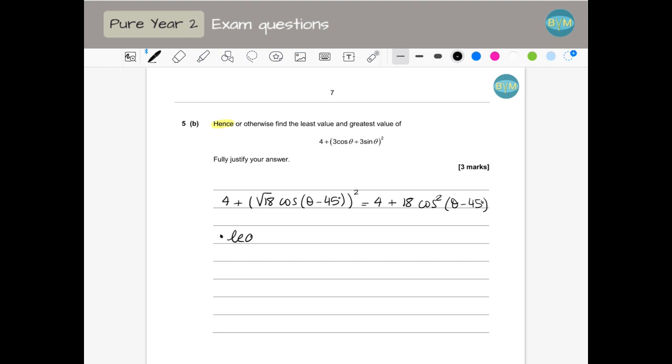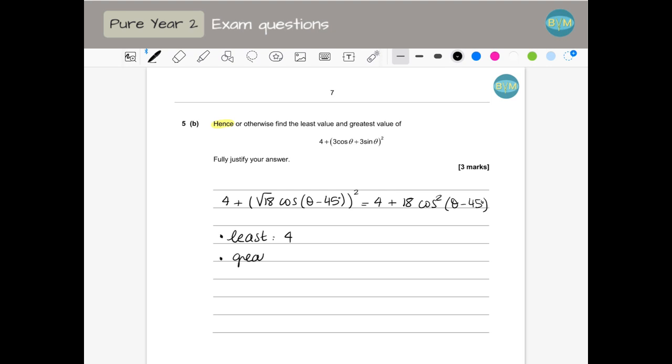So for the least, if I have cos, not squared, the minimum value of this expression would be minus 1. But as it is squared, the minimum value is going to be 0. So this whole thing would be 0 and the minimum value would be 4, because I'm adding 0. So the least value is 4.